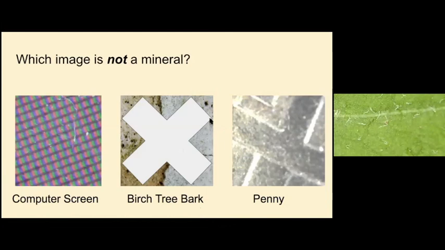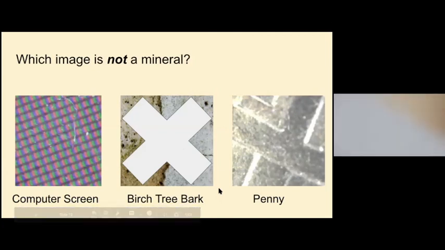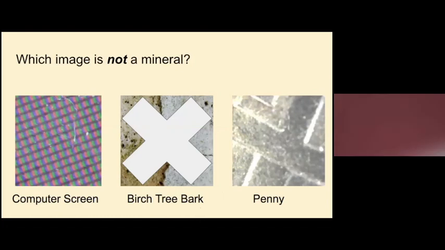So the middle one does come from a tree. It's tree bark. And the last one, I know Fern had said that it looks like metal. That comes from a penny. So all of your observations were pretty spot on. This one was tricky because we were looking at a computer screen and bark that looked not like the color of bark that we're used to seeing.